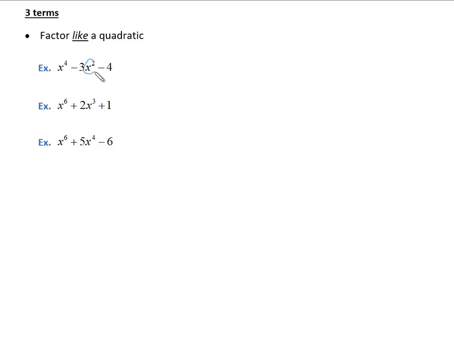But this has to be true. The middle term's variable, x squared, when I square it, has to give me the first term's variable. In other words, if I have x squared squared, that does give me x to the fourth. When you raise a power to a power, you multiply. So if that's true, it is in the form of a quadratic, and we can treat this like a quadratic. So we're going to factor it like a quadratic.